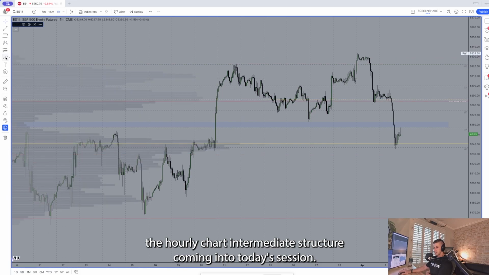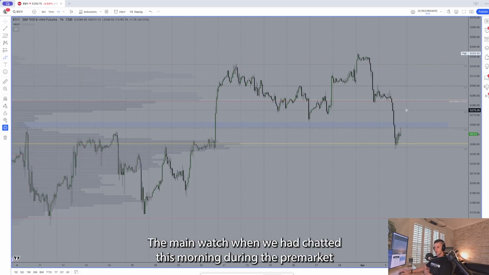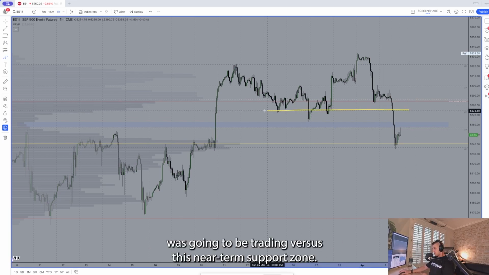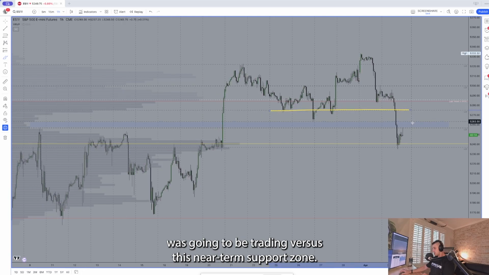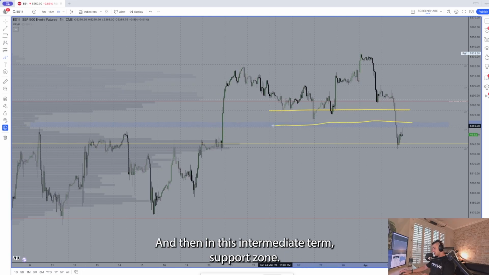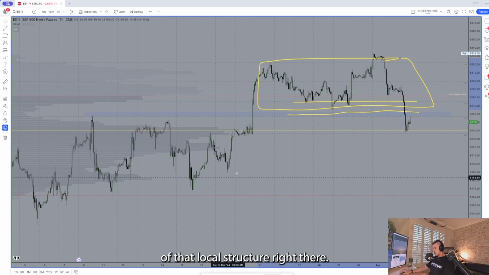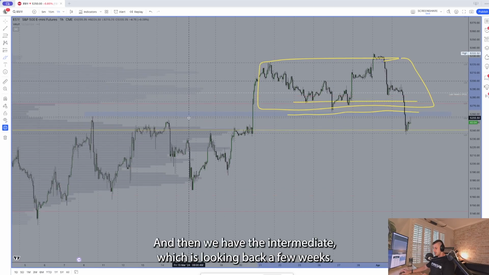Coming into today's session, the main watch when we had chatted this morning during the pre-market prep live stream was how price was going to be trading versus this near-term support zone and then this intermediate term support zone. So you have near term, which is just going to be kind of that local structure right there. And then we have the intermediate, which is looking back a few weeks.